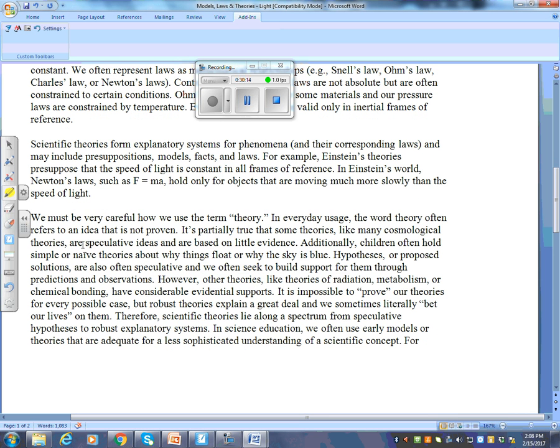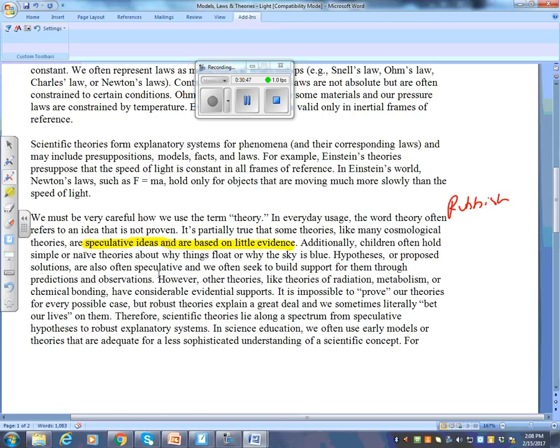Okay. Here's the crucial paragraph. We must be very careful how we use the term theory. In everyday usage, the word theory often refers to an idea that is not proven, and we now know that is, Jonathan, what did the guy say? Stay with me now. Rubbish. Rubbish. Garbage. Rubbish.